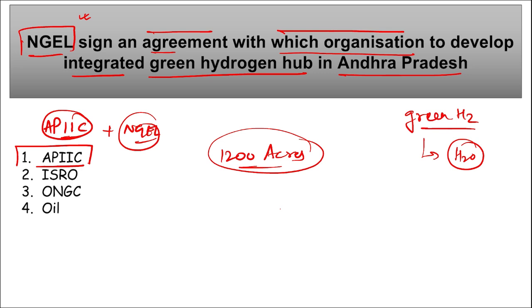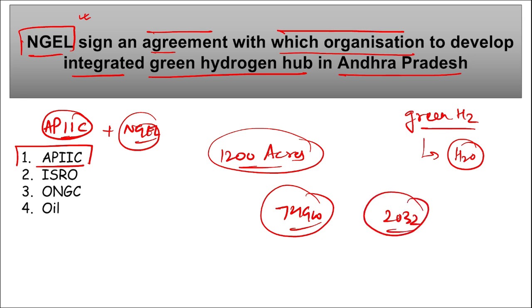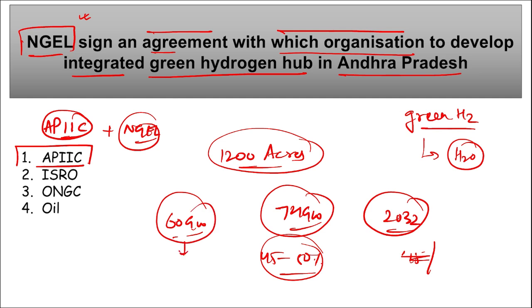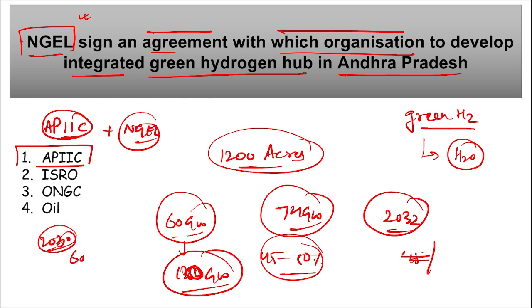Then remember, the aim here is to install a 74 gigawatt plant, and by 2032 the aim is to increase the non-fossil fuel or renewable energy capacity to 45 to 50%, including 60 gigawatt of renewable energy capacity with a total portfolio of 130 gigawatt by 2032. But we can say that the target established is to achieve 60 gigawatt of renewable energy by 2030.